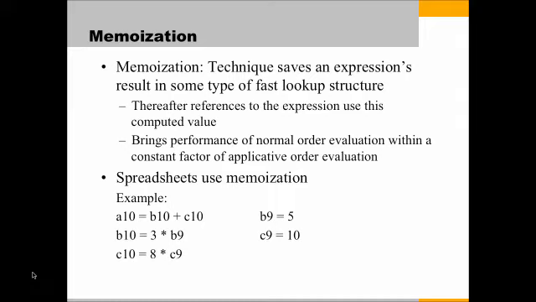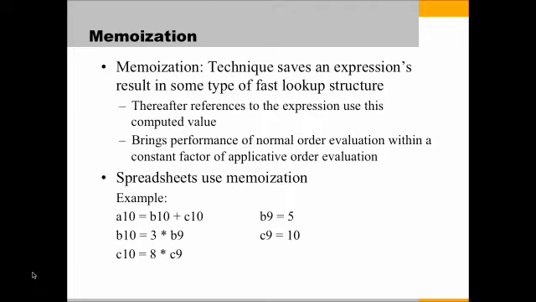Thereafter, when you go to evaluate an expression, the first thing it does is a quick lookup in the table to see whether there's already a computed value for that expression, so that function with that set of operands. And if so, it simply returns that value. Otherwise, it evaluates the expression and caches the result in the lookup table. So by doing this, we get our performance of normal order evaluation within a constant factor of applicative order evaluation.